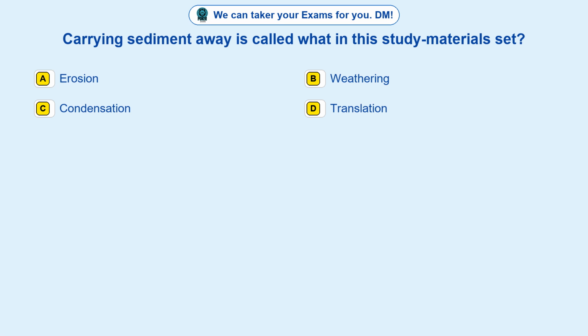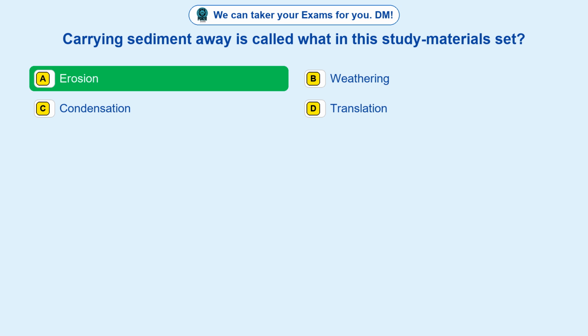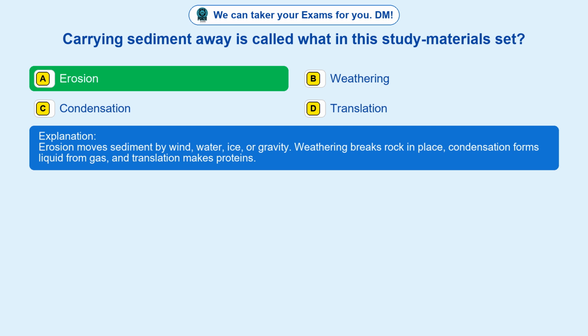Question 82. Carrying sediment away is called what in this study materials set? Option A, erosion. Option B, weathering. Option C, condensation. Option D, translation. The correct answer is option A. Erosion. Erosion moves sediment by wind, water, ice, or gravity. Weathering breaks rock in place, condensation forms liquid from gas, and translation makes proteins.